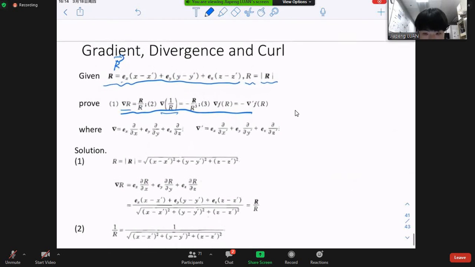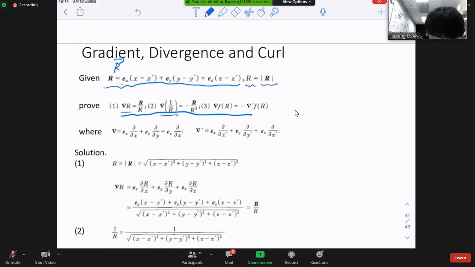I think the thing you need to notice is that the gradient of something needs to be a scalar, right? If you want to take the gradient of something, then this something needs to be a scalar. And then you have a vector. With that in mind, I think you cannot confuse these things.